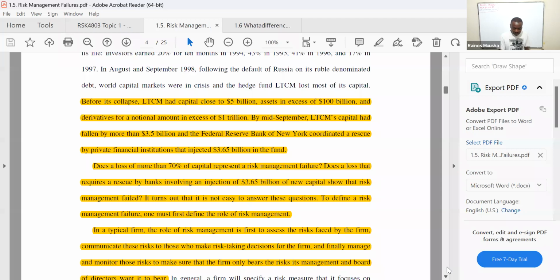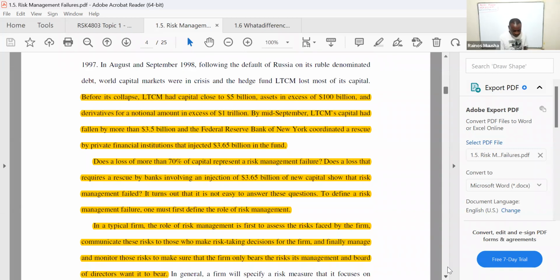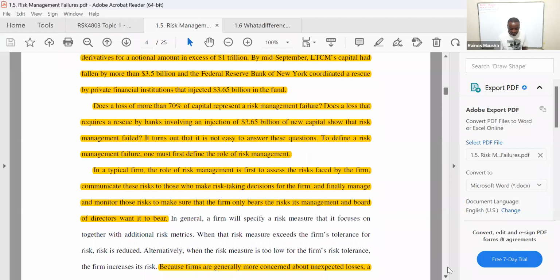By mid-September, LTCM's capital had fallen by more than 3.5 billion, and the Federal Reserve Bank of New York coordinated a rescue by private financial institutions that injected 3.65 billion into the fund. So does a loss of more than 70% of capital represent a risk management failure? Does a loss that requires a rescue by banks involving an injection of 3.65 billion of new capital show that risk management failed?